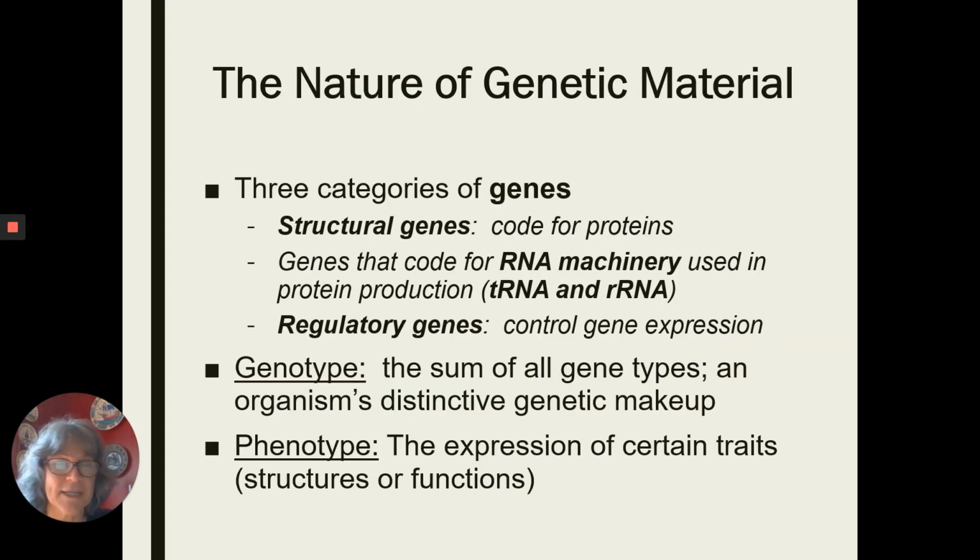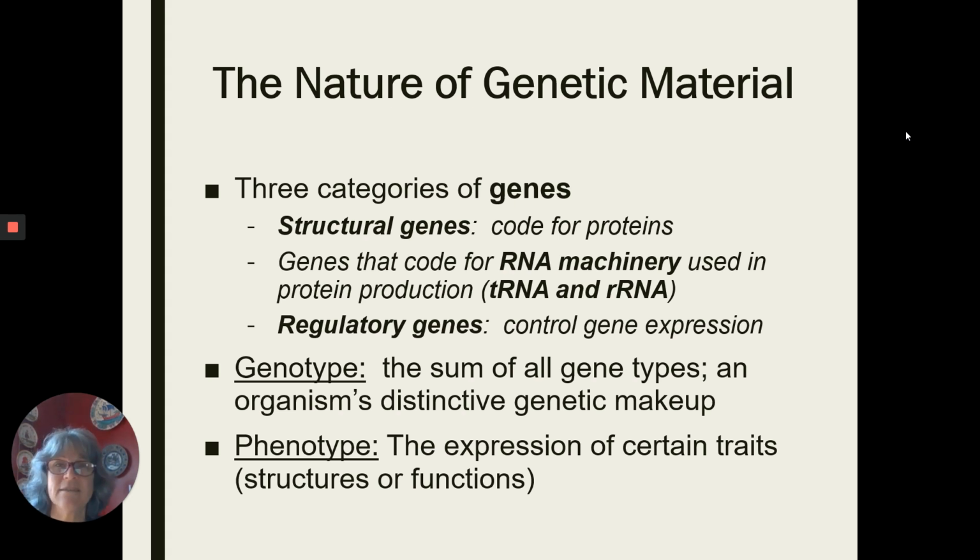So the nature of our genetic material is that we have 3 different categories of genes. We consider our chromosomes, they carry our genes. Well, what exactly does that mean? A gene is a length along the chromosome that codes for a protein. We have 3 different categories of genes. Structural genes, these are the ones that actually code for a protein. This is what we talked about, one gene, one protein.